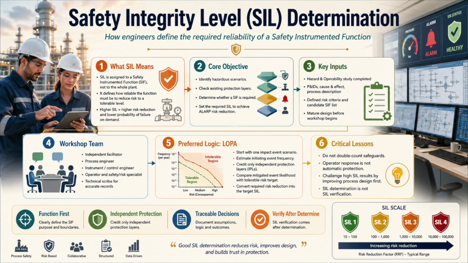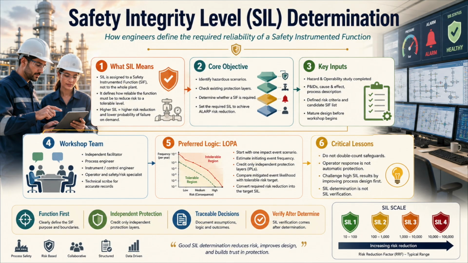For each candidate safety instrumented function, begin by establishing context. What equipment is being protected? What hazardous condition is being detected? What initiating causes can produce that condition? What final consequence is being prevented or mitigated? What action must occur? How quickly must it occur? What safe state must be achieved? Which existing safeguards genuinely act on the scenario? These questions force the team to define the function explicitly.